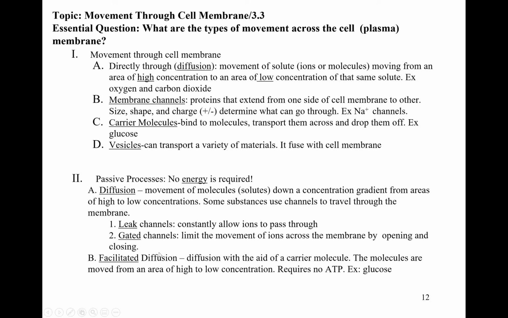Now, some substances can use channels to travel through the membrane. One type of channel is a leak channel, and it's like a door that stays open. It constantly allows the ions to pass through. Gated channels, however, will limit the movement of ions across a membrane by opening and closing, just like a gate would through a fence into a yard.